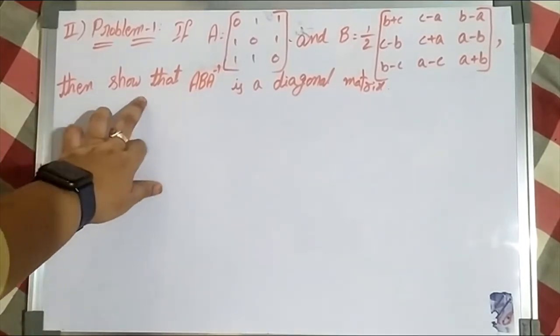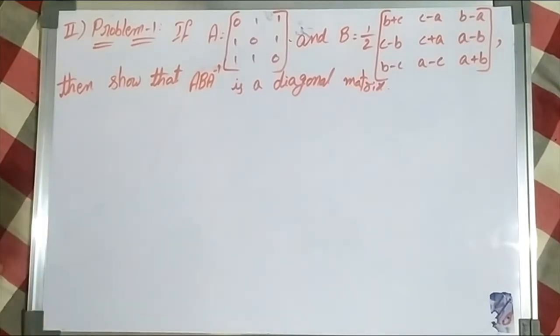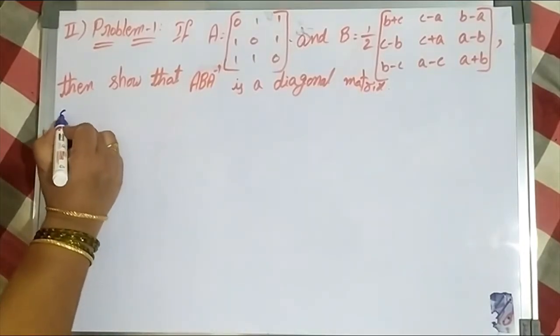Then we have to show that AB, A inverse is a diagonal matrix. Then we'll go to the solution.